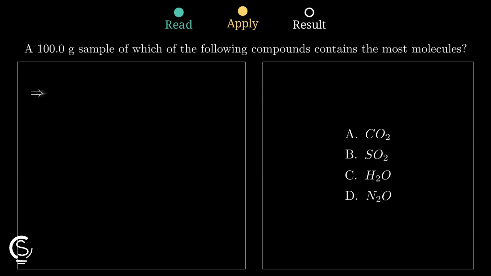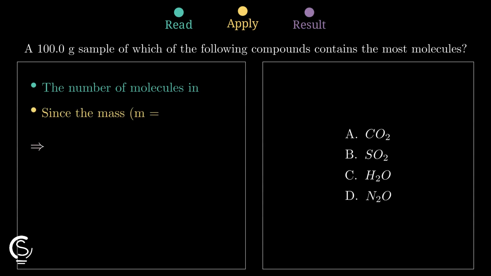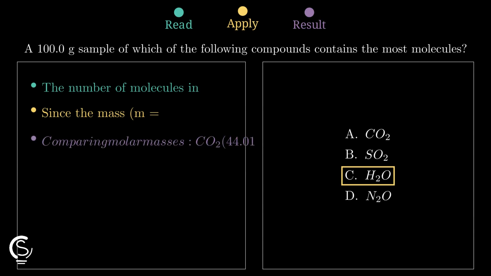Since every sample has the exact same mass of 100 grams, the compound with the smallest molar mass will naturally result in the highest number of moles and molecules. Water has the lowest molar mass at 18 grams per mole, thus option C contains the most molecules compared to the heavier compounds.